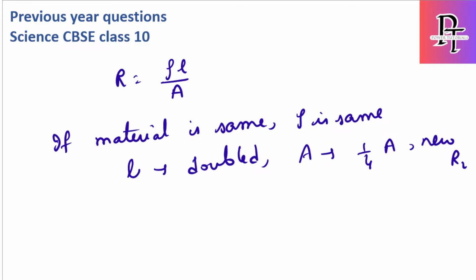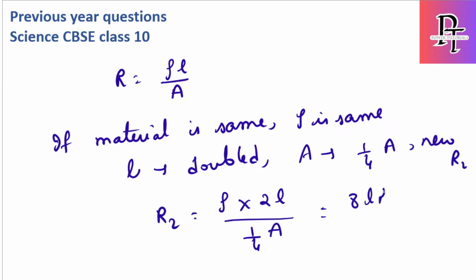So now if I write R2 is equal to, material is same, so rho is same, length is doubled, so now it becomes 2L, area is 1/4, then it becomes 1/4 A. So if I write 4 to the top, it becomes 8L rho by A. This is again the previous value, which is R1. So R2 will become 8 times of R1.